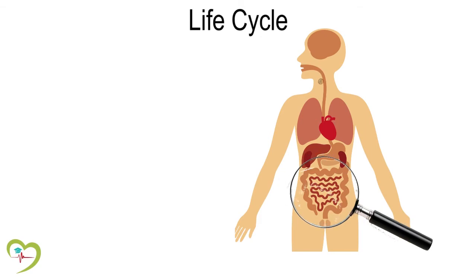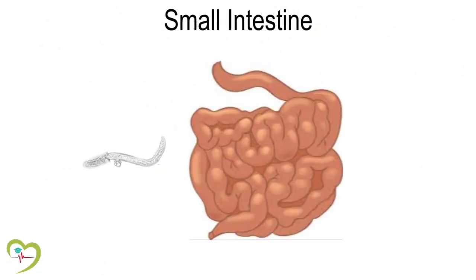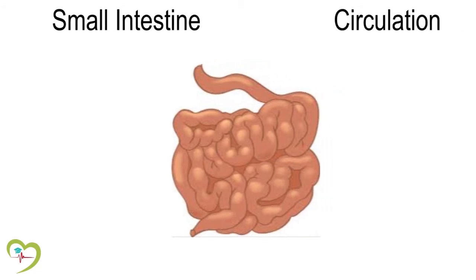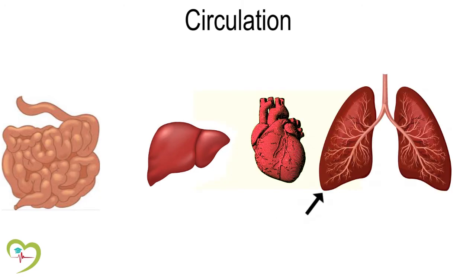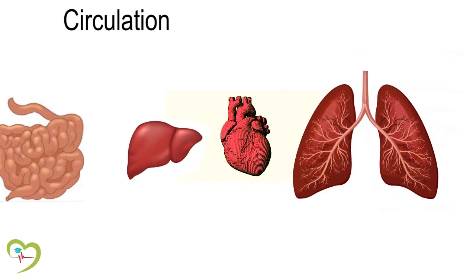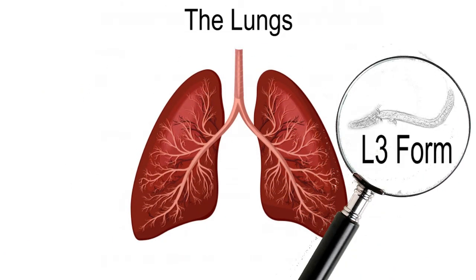In the small intestinal area, the infective eggs hatch, releasing the L2 forms that invade the intestinal mucosa. Here they enter the portal and systemic circulation, where they enter the liver, the heart, and finally lodge in the lungs. In the lungs, the L2 forms undergo further development and maturity to the third larval forms, or L3. This takes place within 9 to 15 days.